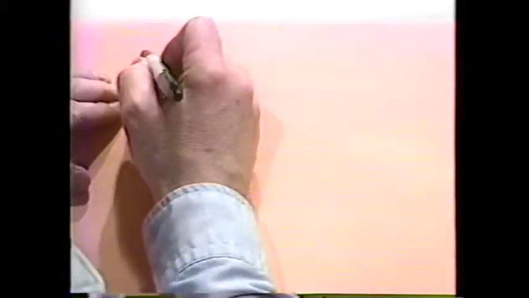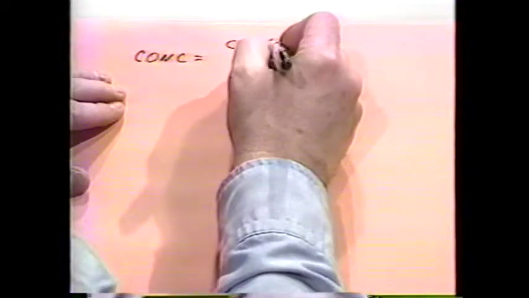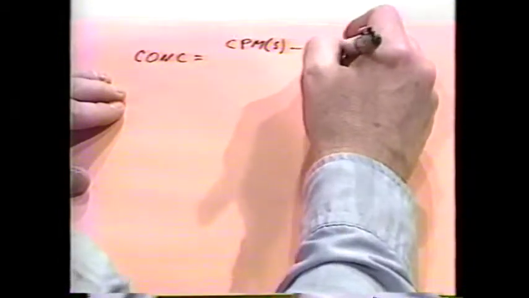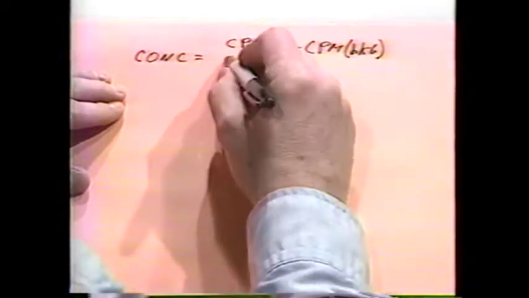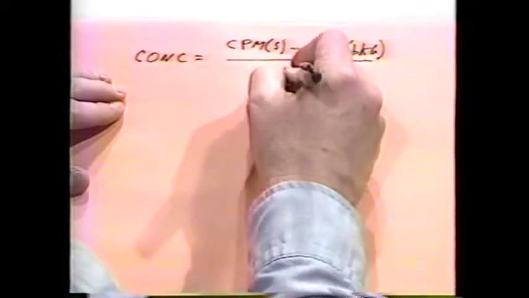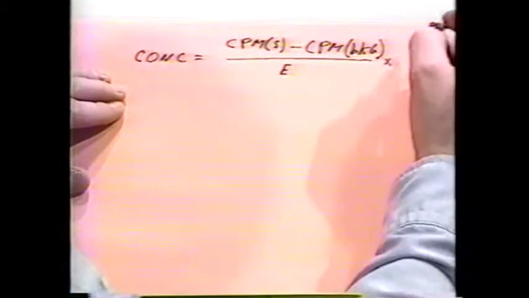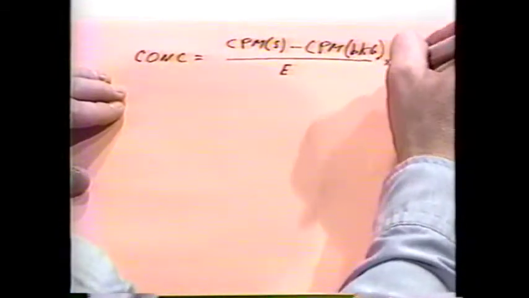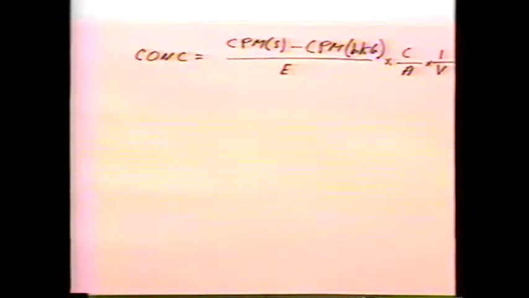Now, the formula that is used is simply this: the concentration is equal to the counts per minute of the sample minus, and again you should be writing this down, minus the counts per minute of the background, divided by the efficiency of the system, and then corrections for time. And the corrections are a C divided by A, and then 1 over V, V being the volume of the cell that was used.